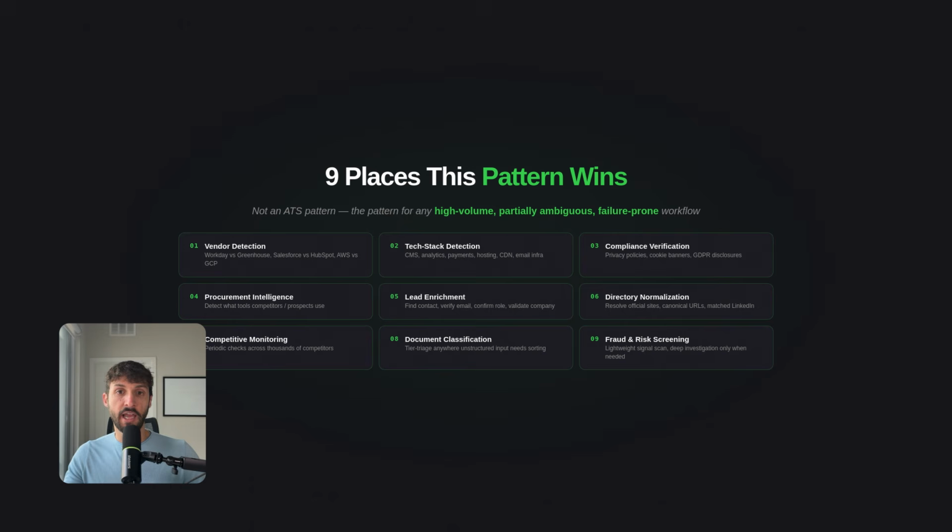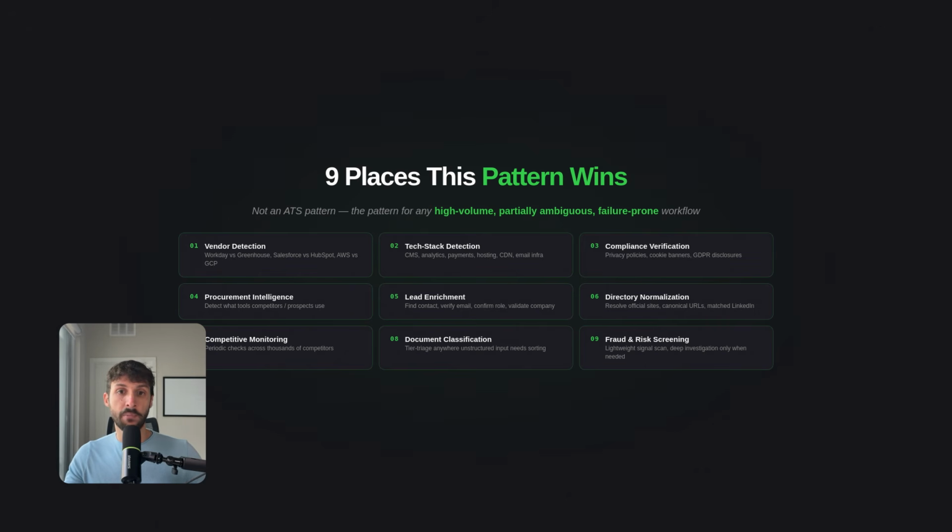Third, compliance verification. Does this company have a privacy policy, a cookie banner, accessibility signals, GDPR disclosures? Same shape. Cheap pass checks the page for known patterns. Medium pass classifies the policy text. Heavyweight verifies the disclosure is actually displayed to a real user, not just buried in the HTML. Fourth, procurement intelligence. Does this company use a specific platform or tool you're trying to sell against or sell into? This is a goldmine for sales teams. Same architecture, tier the work, only spend money on the records that fit.